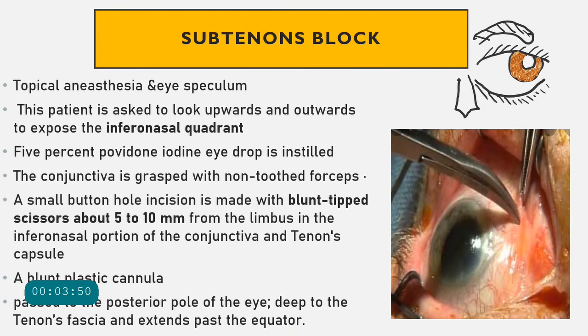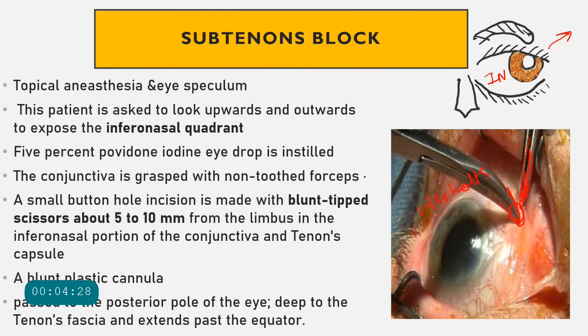Now the third type of block under the regional blocks is the subtenons block. For giving the subtenons block, again you need to have topical anesthesia in place and the eye speculum in place. The patient is asked to look upwards and outwards so that the inferior nasal quadrant is nicely exposed. The reason is because you are going to give a nick in this area, holding it using a non-tooth forceps and then cutting it with blunt tip scissors, which are basically the Westcott scissors.